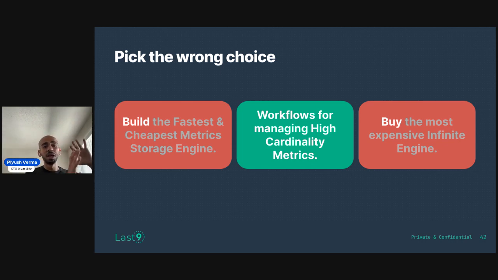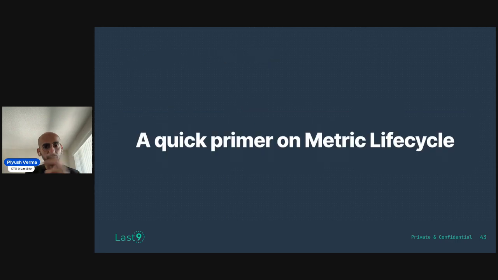The other could be, let's go the completely other way around. Let's start building this in-house. I'm going to build an entire observability platform in-house. I'll use Prometheus, I'll use some other open source system. Or alternatively, let's have certain workflows which allow managing high cardinality metrics. And we believe the answer here is actually in these smart workflows. So what are these workflows?